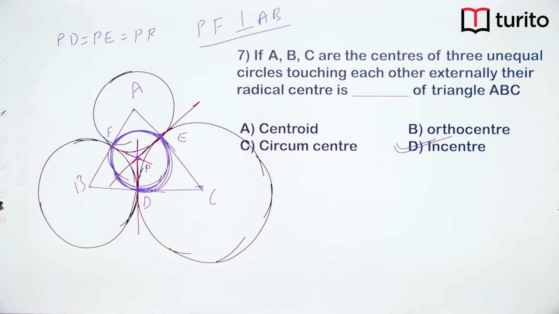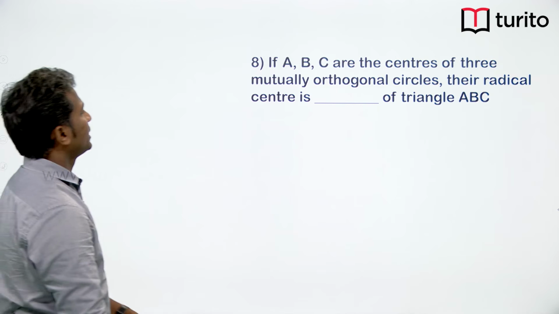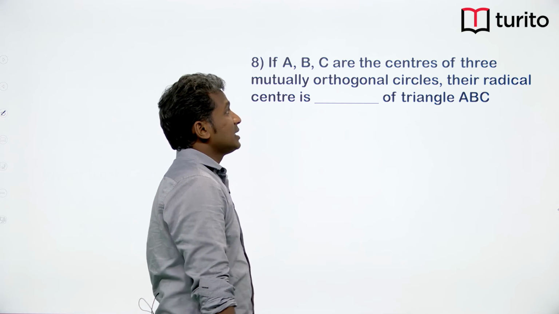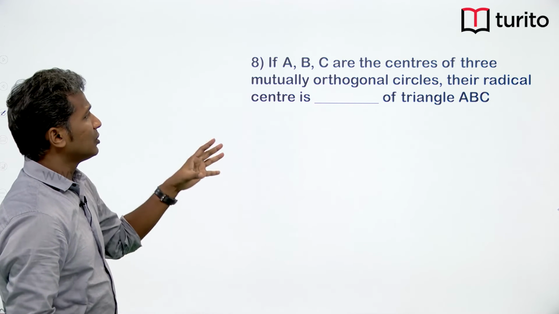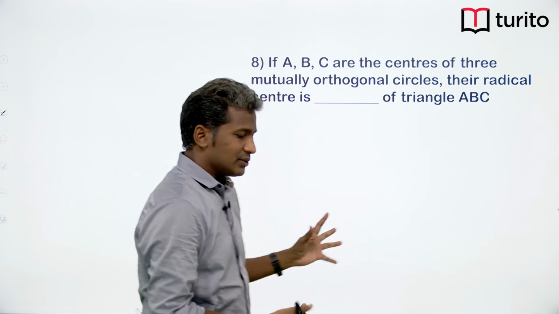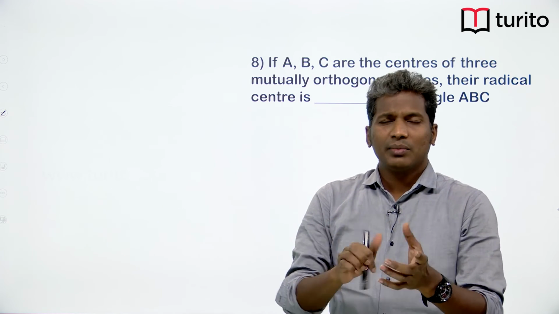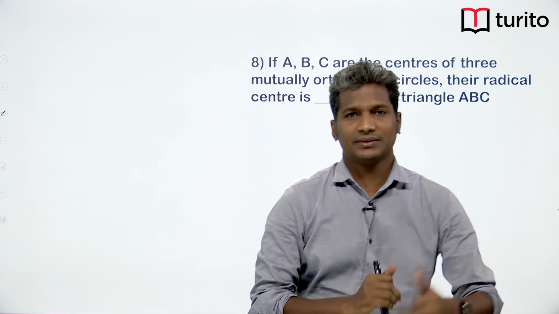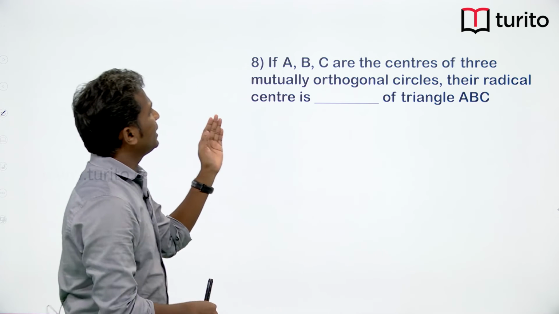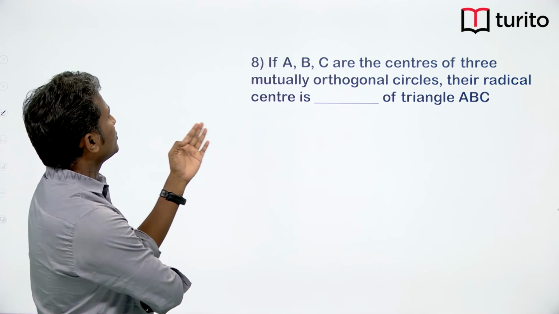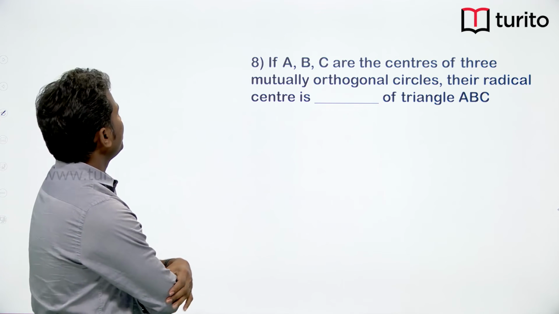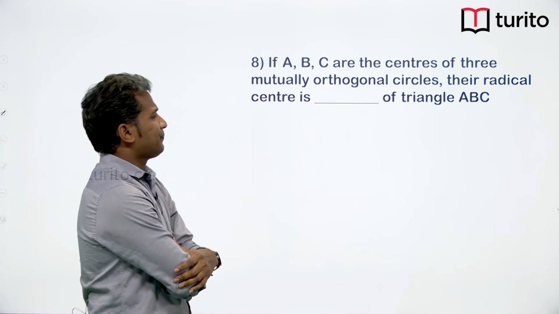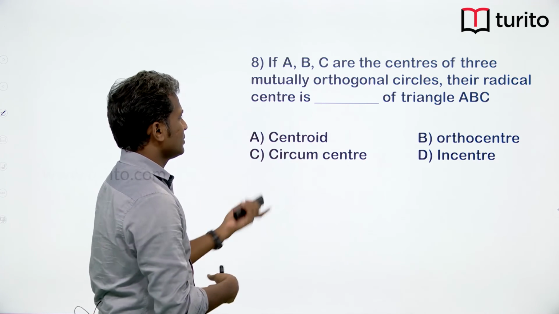If you want to take a snapshot of this diagram. Okay. Next problem. If ABC are centers of three mutually orthogonal circles. So, here also it is based on the same idea, but a slight twist is always added. Now, if ABC are centers of three mutually orthogonal circles, their radical center is which center? Of course, same options.